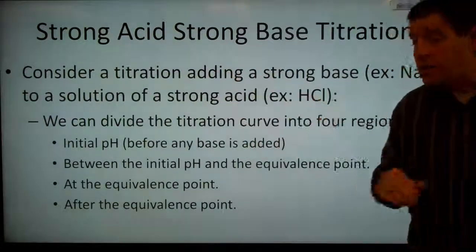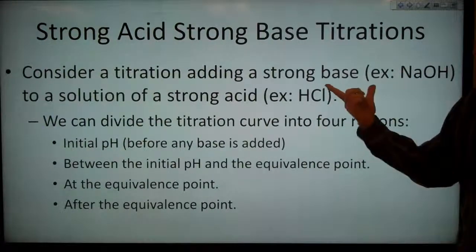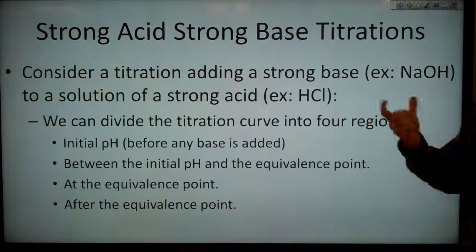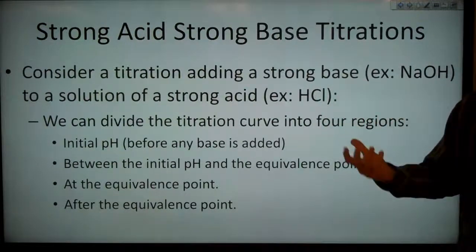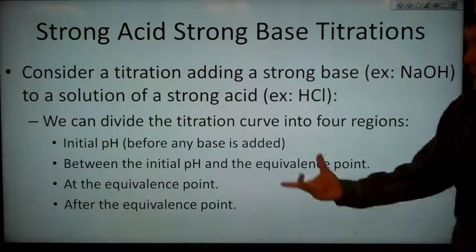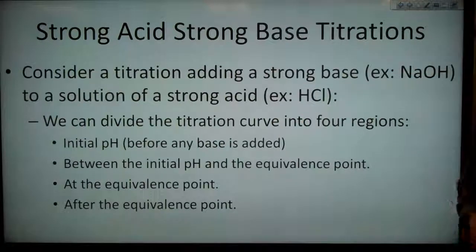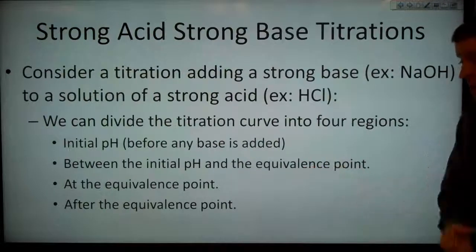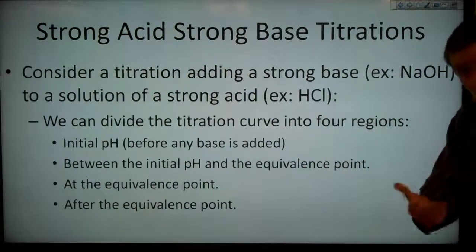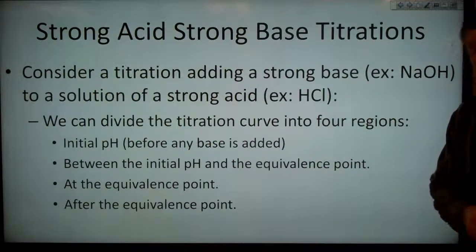So let's consider a titration of adding a strong base, for example, sodium hydroxide, to a solution of a strong acid, for example, hydrochloric acid. So we can divide our titration curve into 4 different regions. The initial pH before we've added any base, between the initial pH and our equivalence point, at the equivalence point, and after the equivalence point.